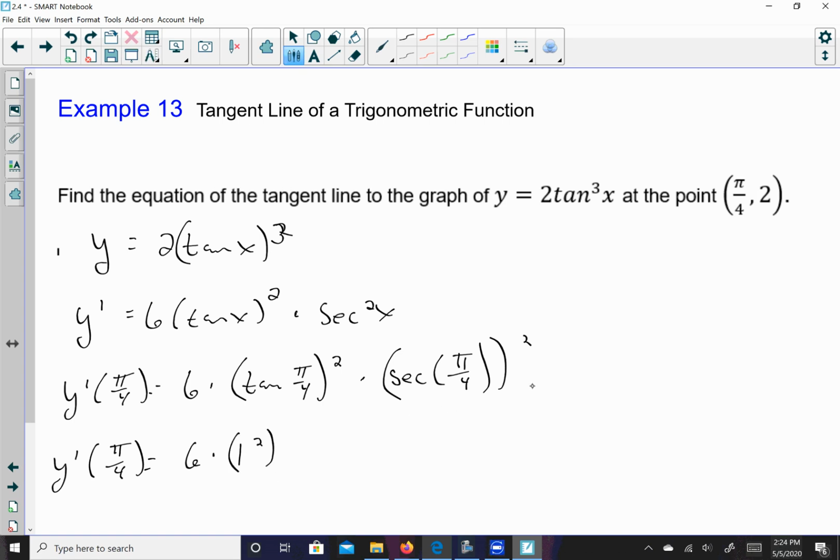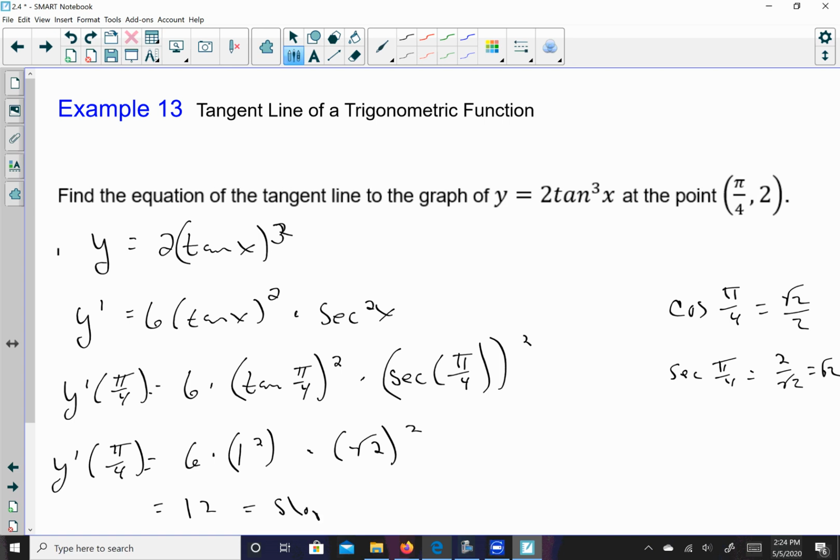Secant you might not know, but secant is the reciprocal of cosine. The cosine of pi over 4 is the square root of 2 over 2. The secant is going to be the reciprocal of that. So 2 over the square root of 2. When you simplify that, you get the square root of 2. So this will be times the square root of 2 squared. So that'll be 6 times 2, which is 12. So that means the slope of my line is 12. So this is my slope.